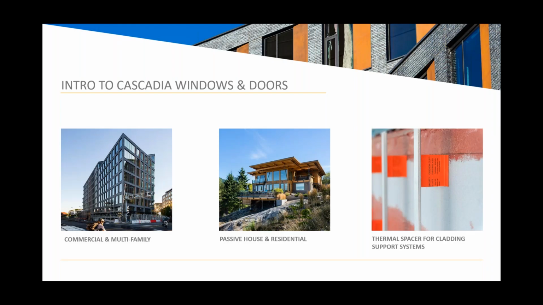So an intro into Cascadia Windows and Doors. Who are we? We manufacture fiberglass building envelope components, specifically windows and doors for commercial and multifamily projects, as well as for residential projects, passive house, high-end residential, step 4, step 5 energy code level residential projects that obviously have targets that they're trying to meet and codes that they're trying to comply with.